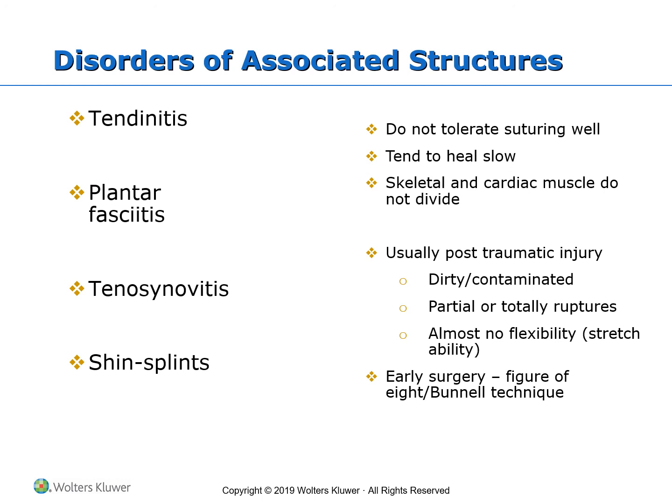Now, a few words about the tendons. Tendons are very poor in vascular supply, do not tolerate suturing well, and tend to heal very, very slowly. When one of those tendons is completely destroyed, especially in professional athletes, it may lead to the end of their careers because they are very hard to fix surgically.